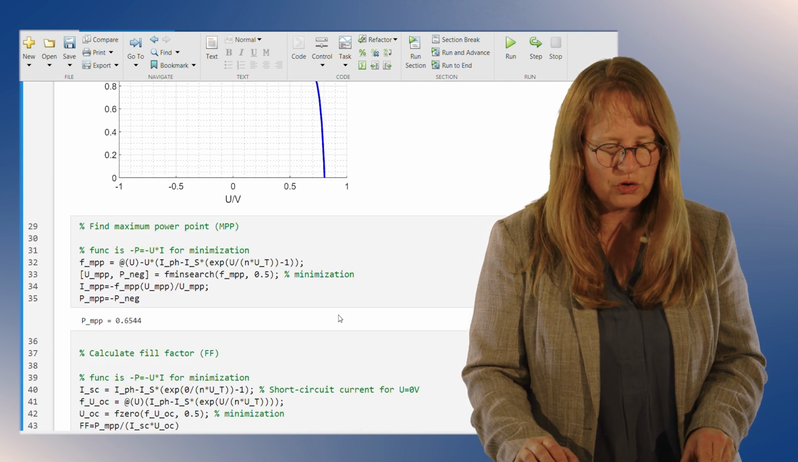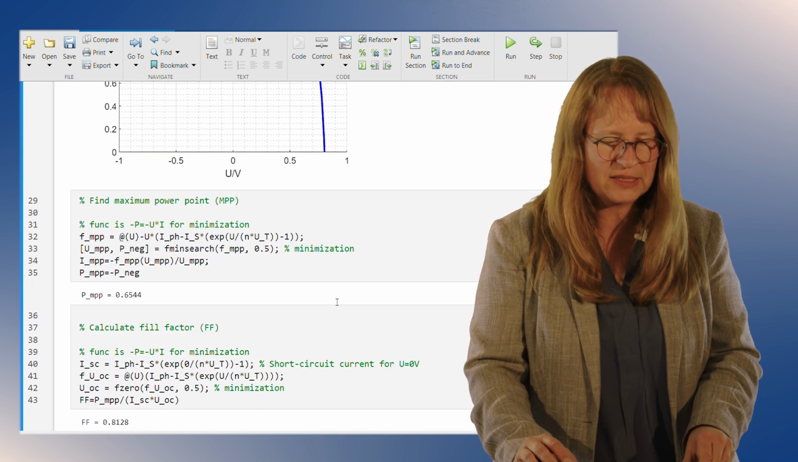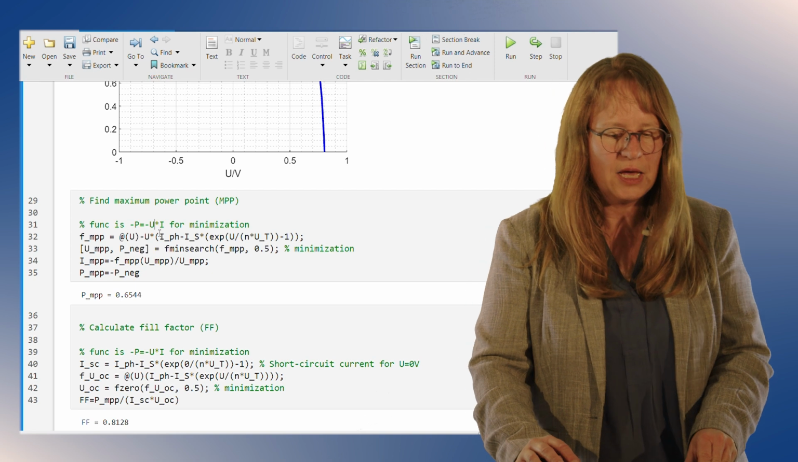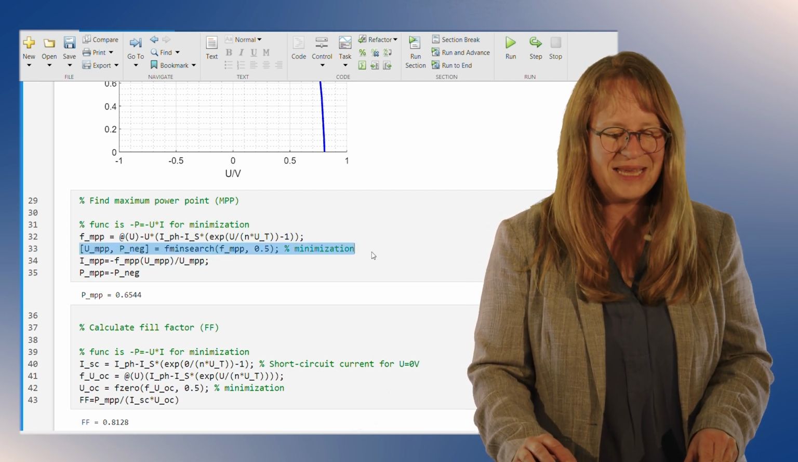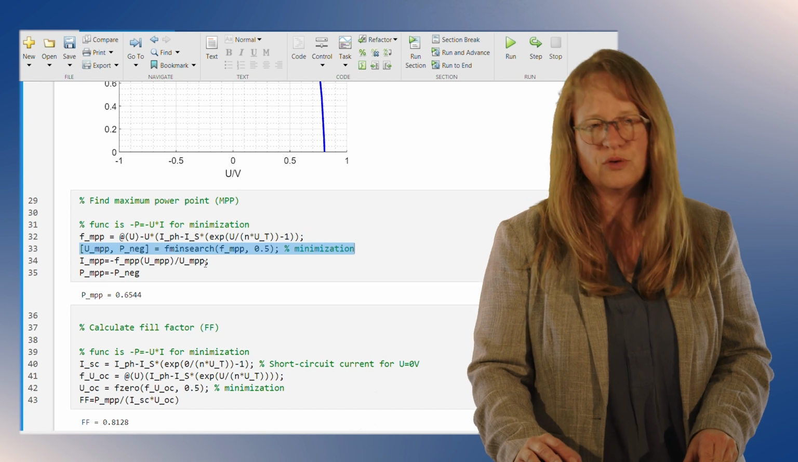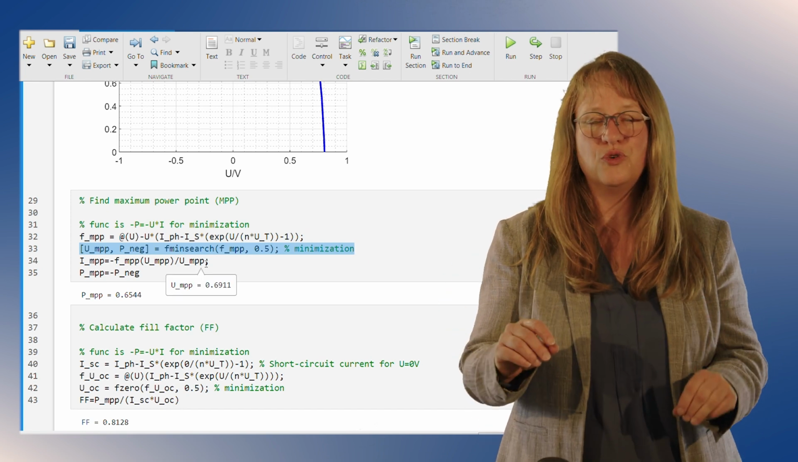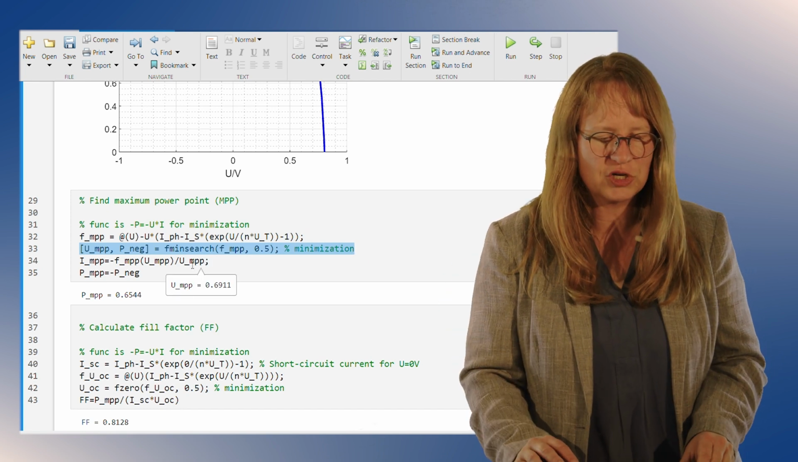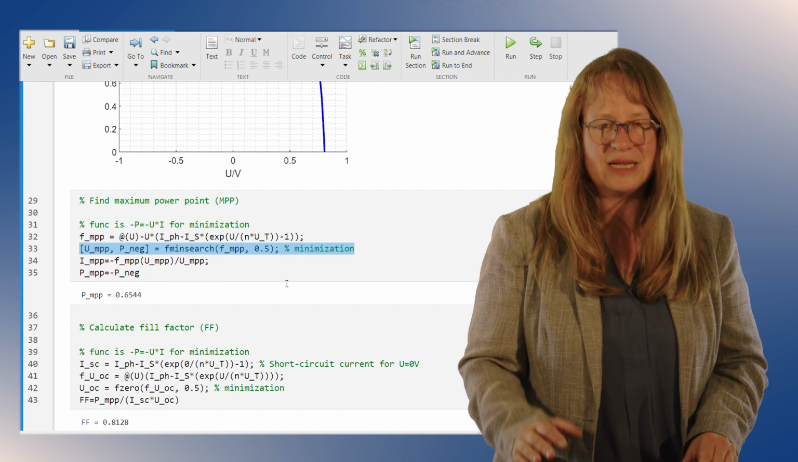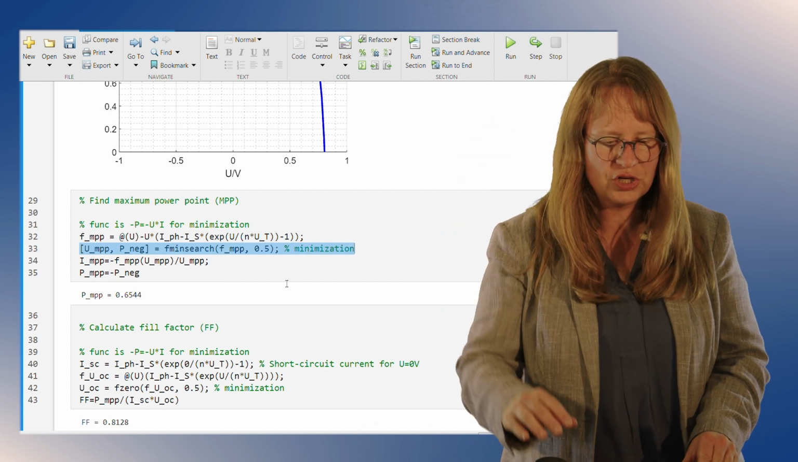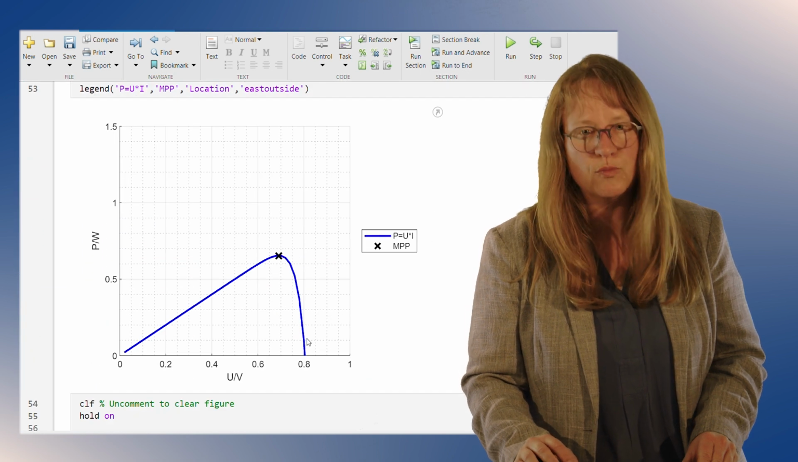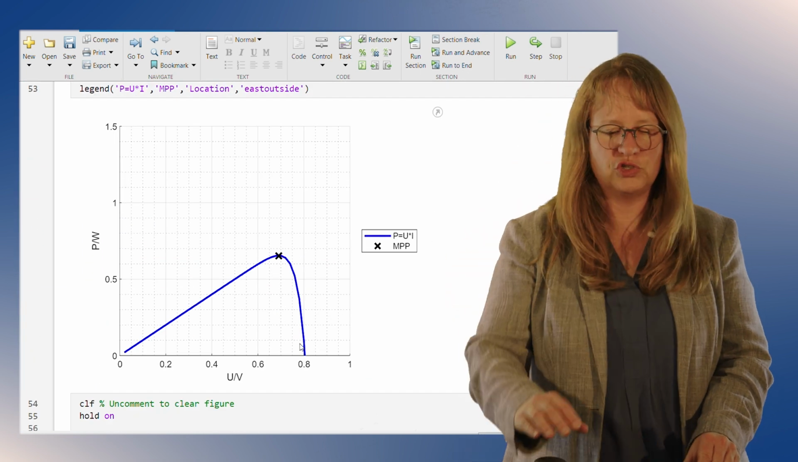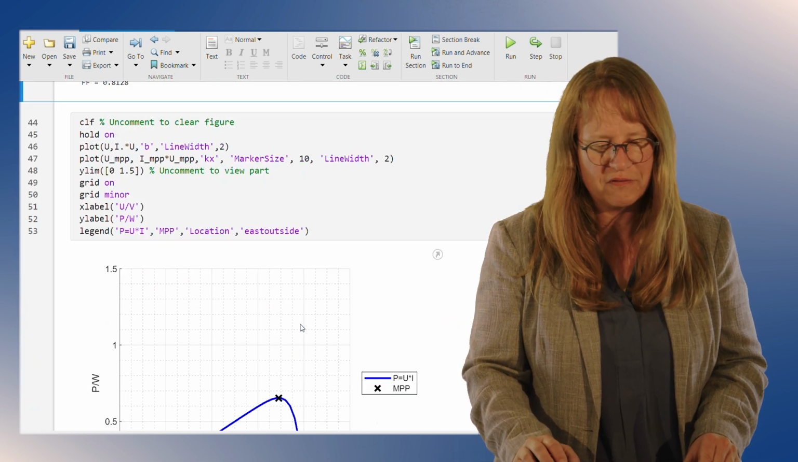I'll show you quickly how I actually calculate the maximum power point and plot this. In order to calculate the maximum power point, I do a minimization in MATLAB. This depends on the program you use, but in MATLAB you can use the function fminsearch, which finds a minimum of a function. Since it only finds minima and I want to find the maximum here, I need to invert it, so I need to put a minus sign in front of the power.